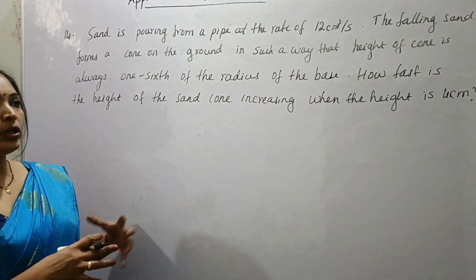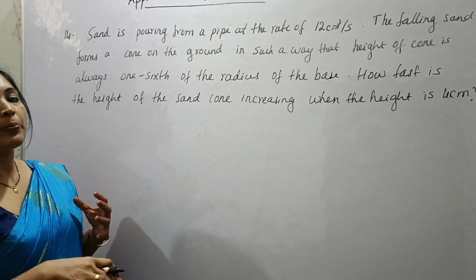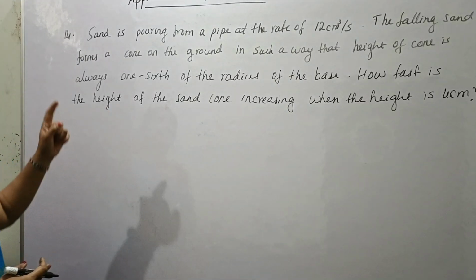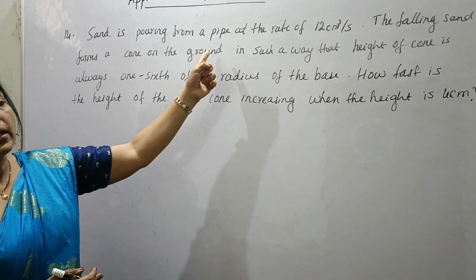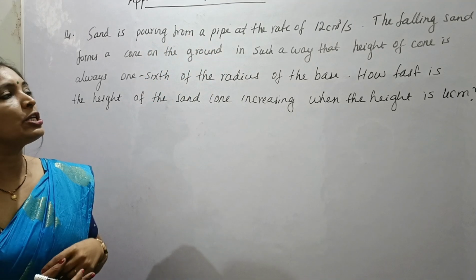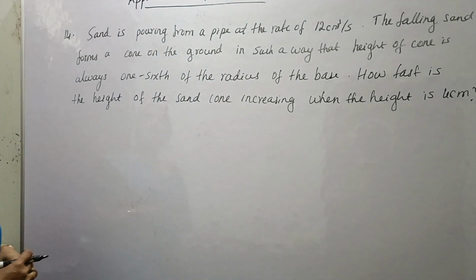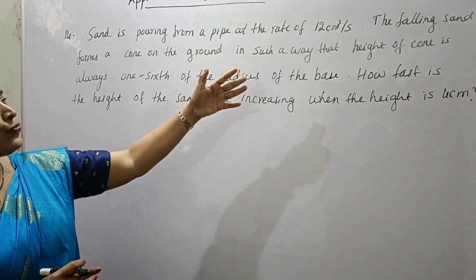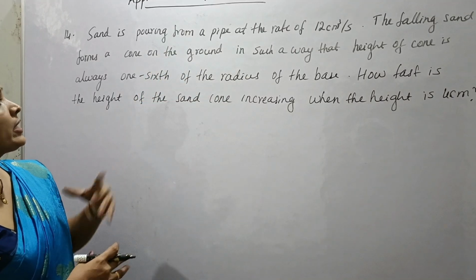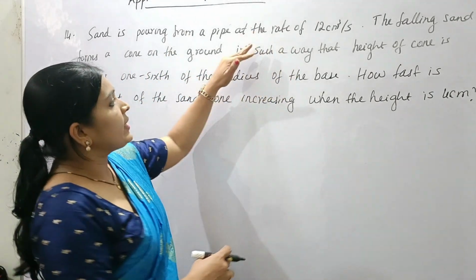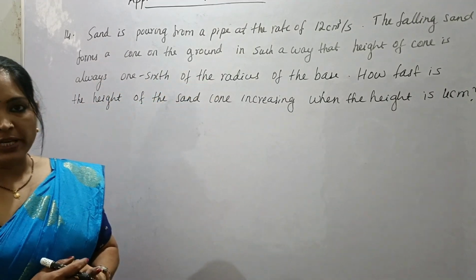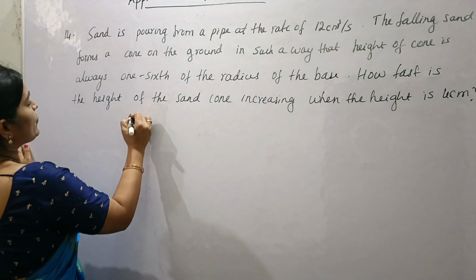We know that when we pour sand from the pipe, it forms a cone on the ground. It is given that its volume is increasing at the rate of 12 cm³ per second. The condition is given that the height of the cone is always 1/6 of the radius of the base. First of all, let's write this down.